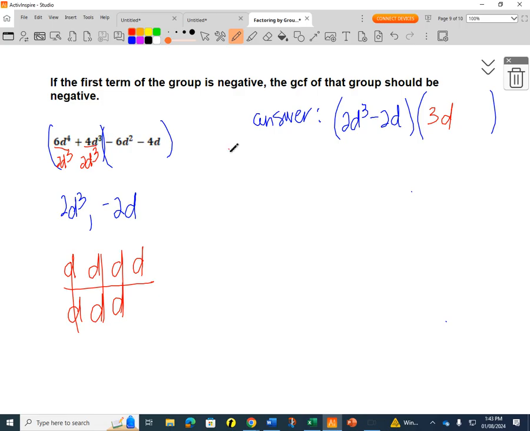Plus, there's a plus there. 4 divided by 2 is 2. d cubed divided by d cubed is 1, so it's just plus 2. So there's a step for every single part of this. You do not have to get creative. You can literally just follow the steps.